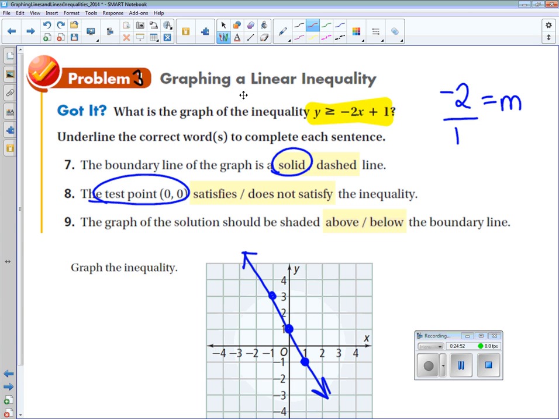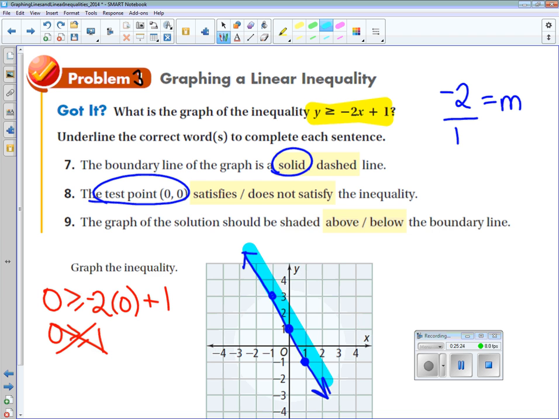I'm going to plug in 0, 0 because it's the easiest point to use. I'm going to plug a 0 in for x and a 0 in for y. Let's do that. 0 is greater than or equal to -2 times 0 plus 1. Is that true or not? It's false. It doesn't work. So that means that the point 0, 0 will not be shaded. So I'm going to shade the other way, where 0, 0 is not covered.